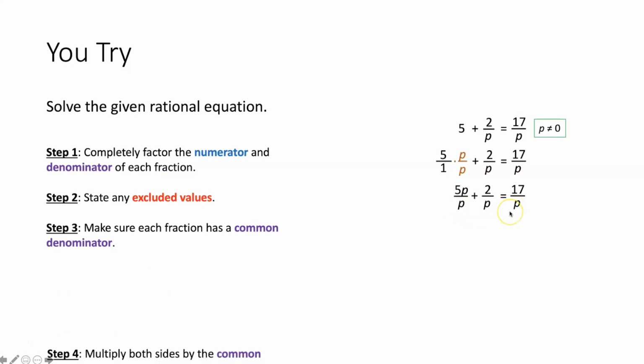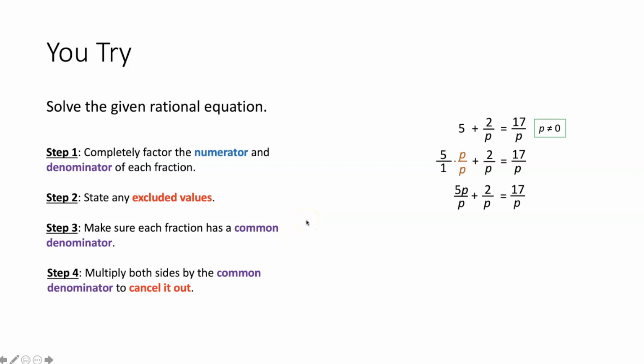Once we have that, we can then move to step 4, where we multiply both sides of the equation by our common denominator, which in this case is p. So when I do that, I distribute the p to this fraction and to this fraction. And when I do that, it cancels out each of the denominators. On this side, when I multiply this fraction by p, these p's cancel each other out, just leaving us with 17. Now I have this basic equation that I can solve for our given variable p.